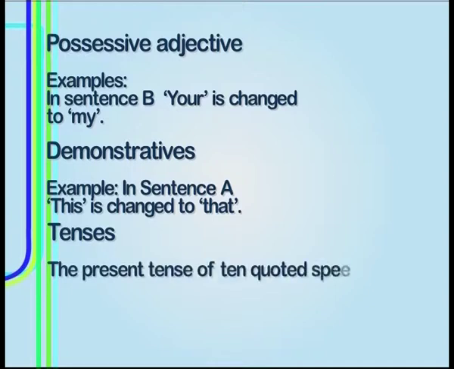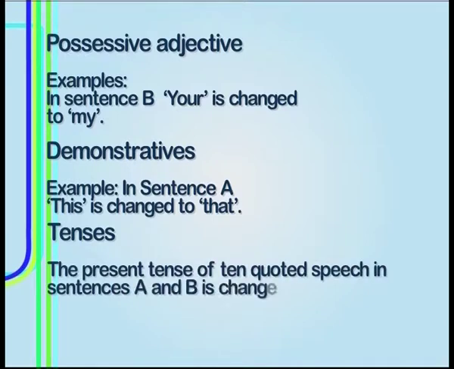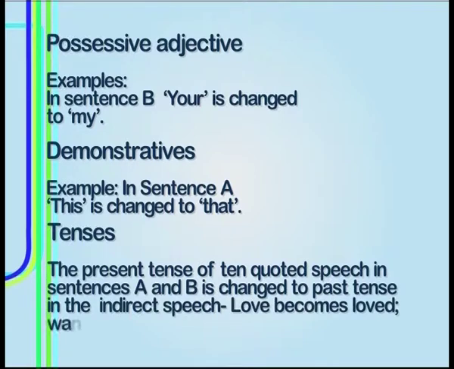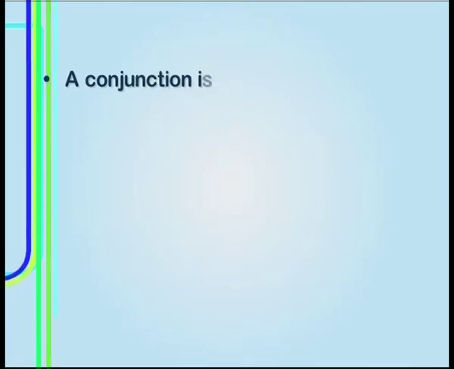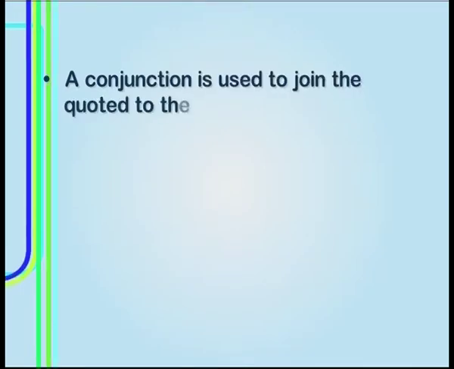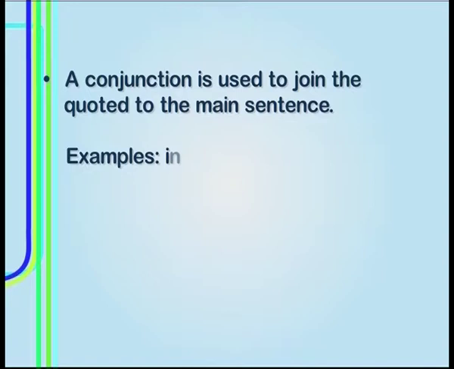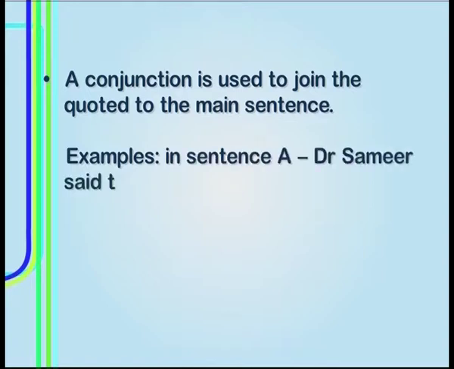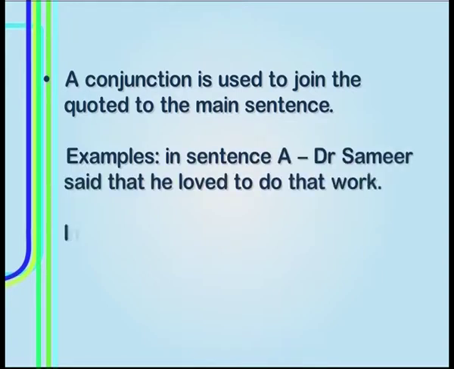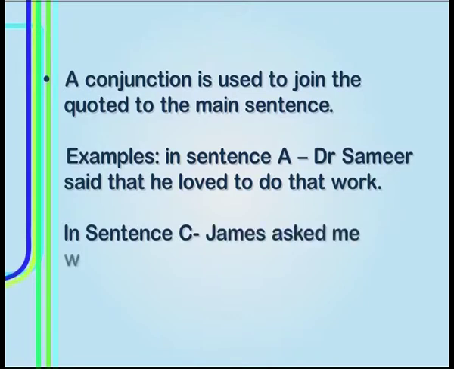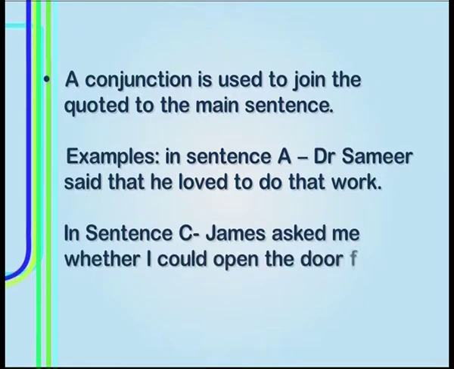Tenses. The present tense of the quoted speech in sentences A and B is changed to past tense in the indirect speech. Love becomes loved, want becomes wanted. A conjunction is used to join the quoted speech to the main sentence. Examples: in sentence A, Dr. Samir said that he loved to do that work. In sentence C, James asked me whether I could open the door for him.